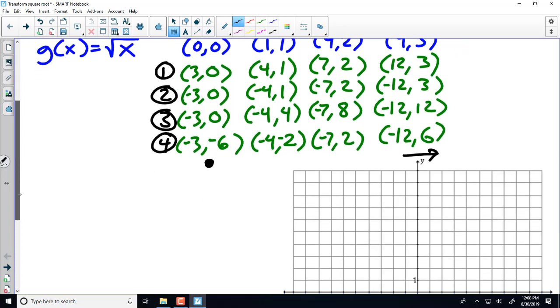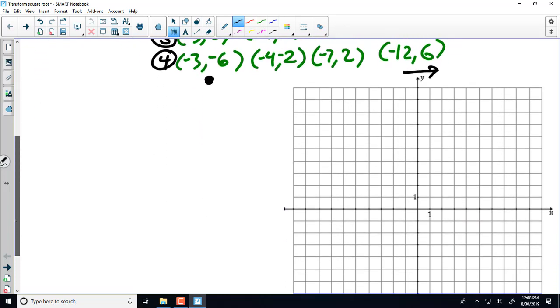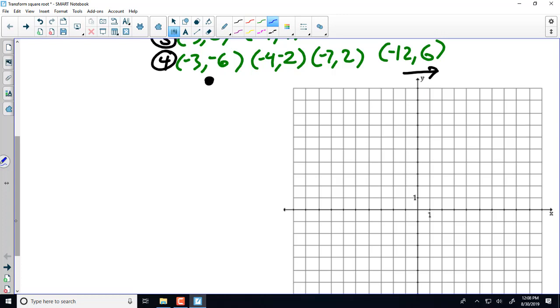So let's plot our points. We've got an ordered pair at (-3, -6), right down there. Okay, (-4, -2), (-7, 2), and (-12, 6).